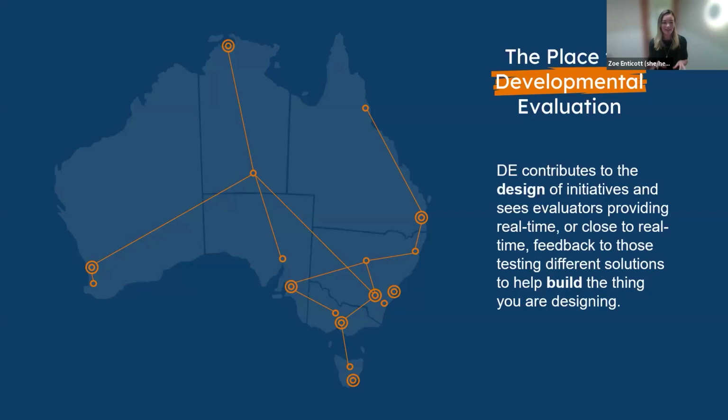And I think that's because developmental evaluation can contribute to the design of initiatives, and it sees evaluators providing this kind of real-time or close to real-time feedback and testing different solutions. So they are building the plane while flying it, so to speak, and we're working in a context of quite significant reform and change in the aged care sector. So even though it's a really large scale governance piece, it's also quite innovative in how it's being implemented. And there isn't a huge body of evidence about what system stewardship looks like when applied to an aged care operative government model. So there's a lot of learning going on.